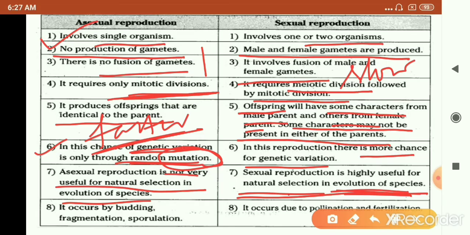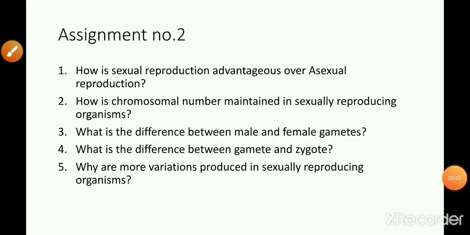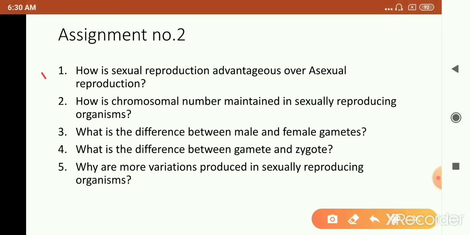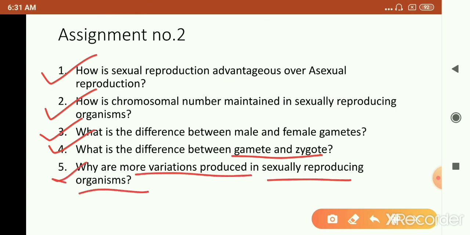So the examples I've already discussed. On the basis of the presentation, here's an assignment for you. The first question is, how is sexual reproduction advantageous over asexual reproduction? How is the chromosomal number maintained in sexually reproducing organisms? What is the difference between the male and the female gamete? Differentiate between gamete and zygote. And why are more variations produced in sexually reproducing organisms?